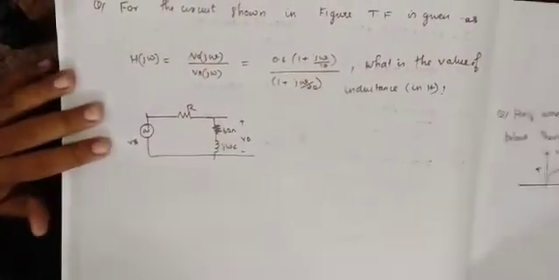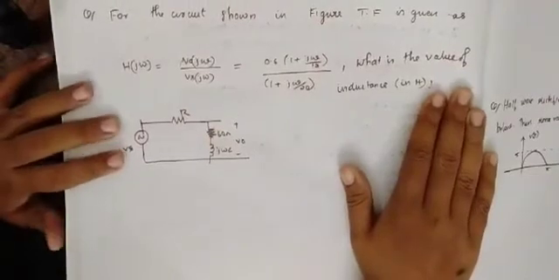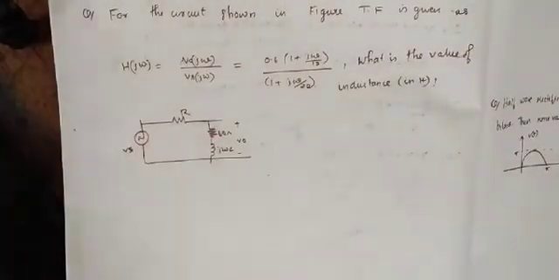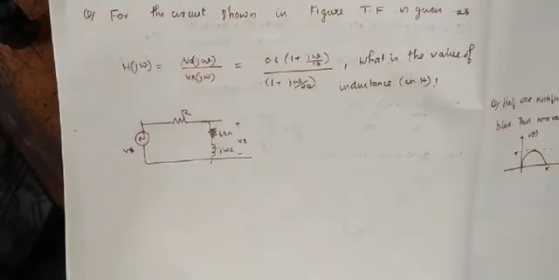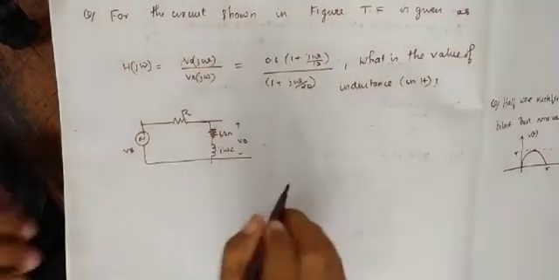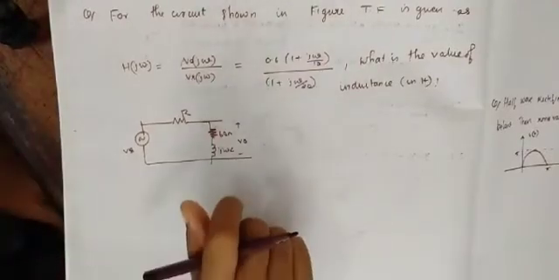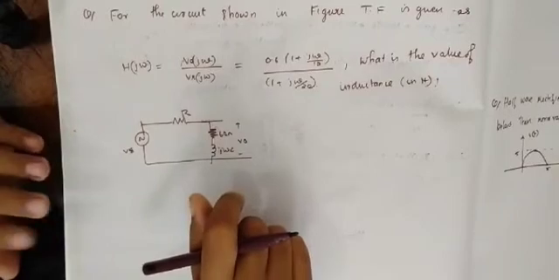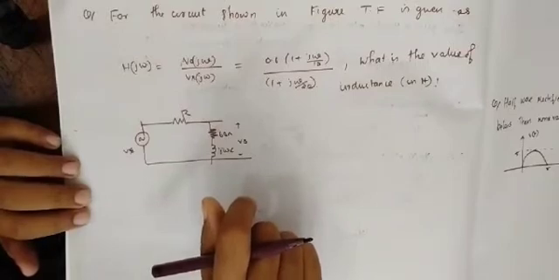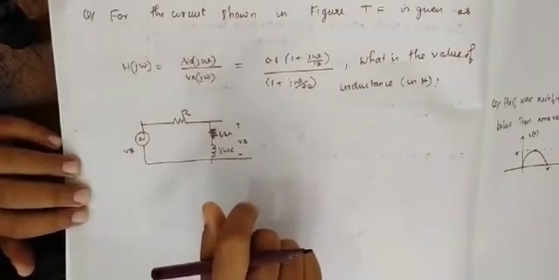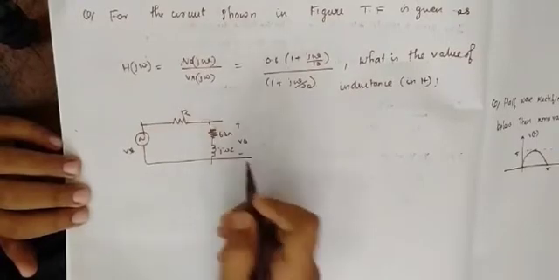For the circuit shown in the figure, this is the question. The transfer function is given as H of j omega equal to V0 of j omega divided by Vs of j omega, which is equal to 0.6 into 1 plus j omega divided by 12 and divided by 1 plus j omega divided by 20. So what is the value of inductance in Henry? We have to find out the value of inductance, that is our L.